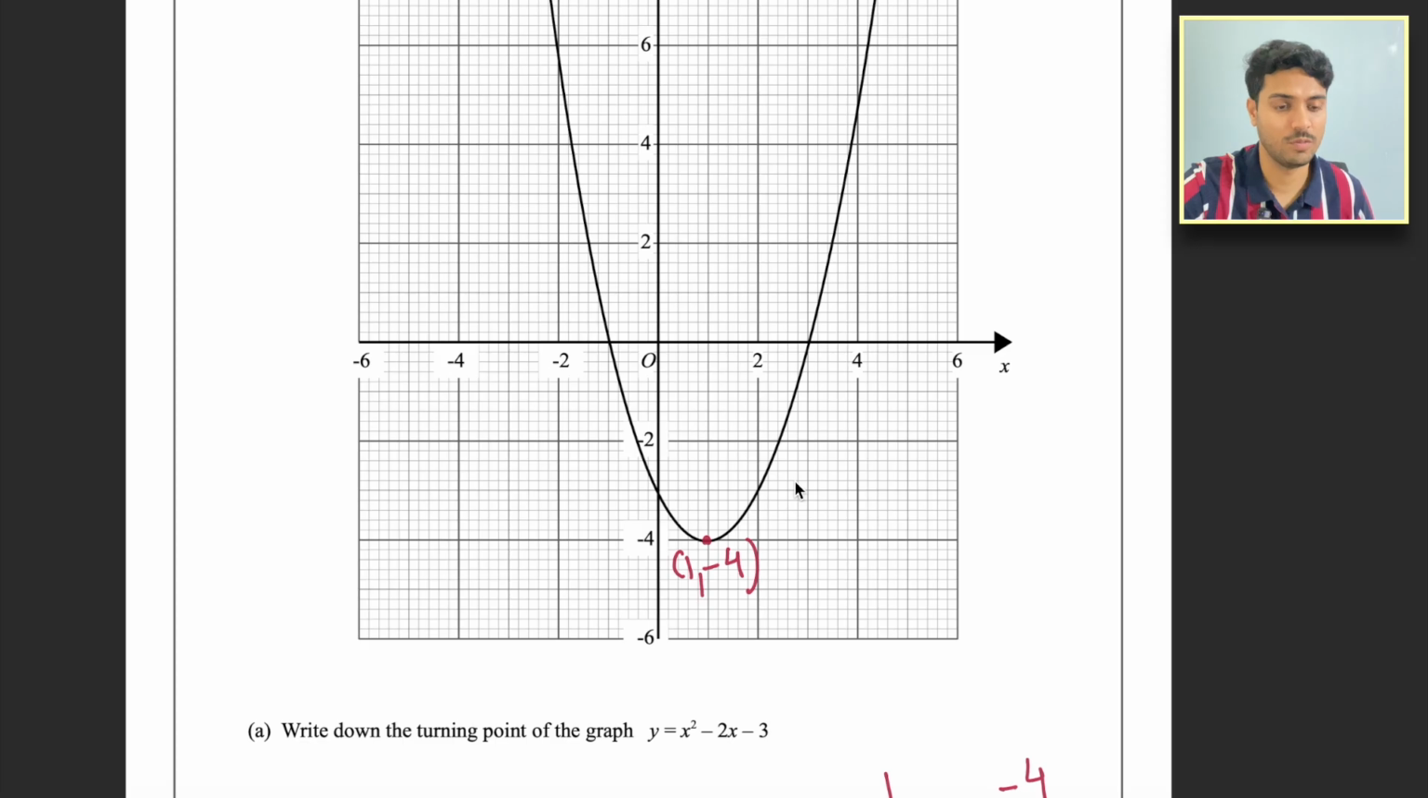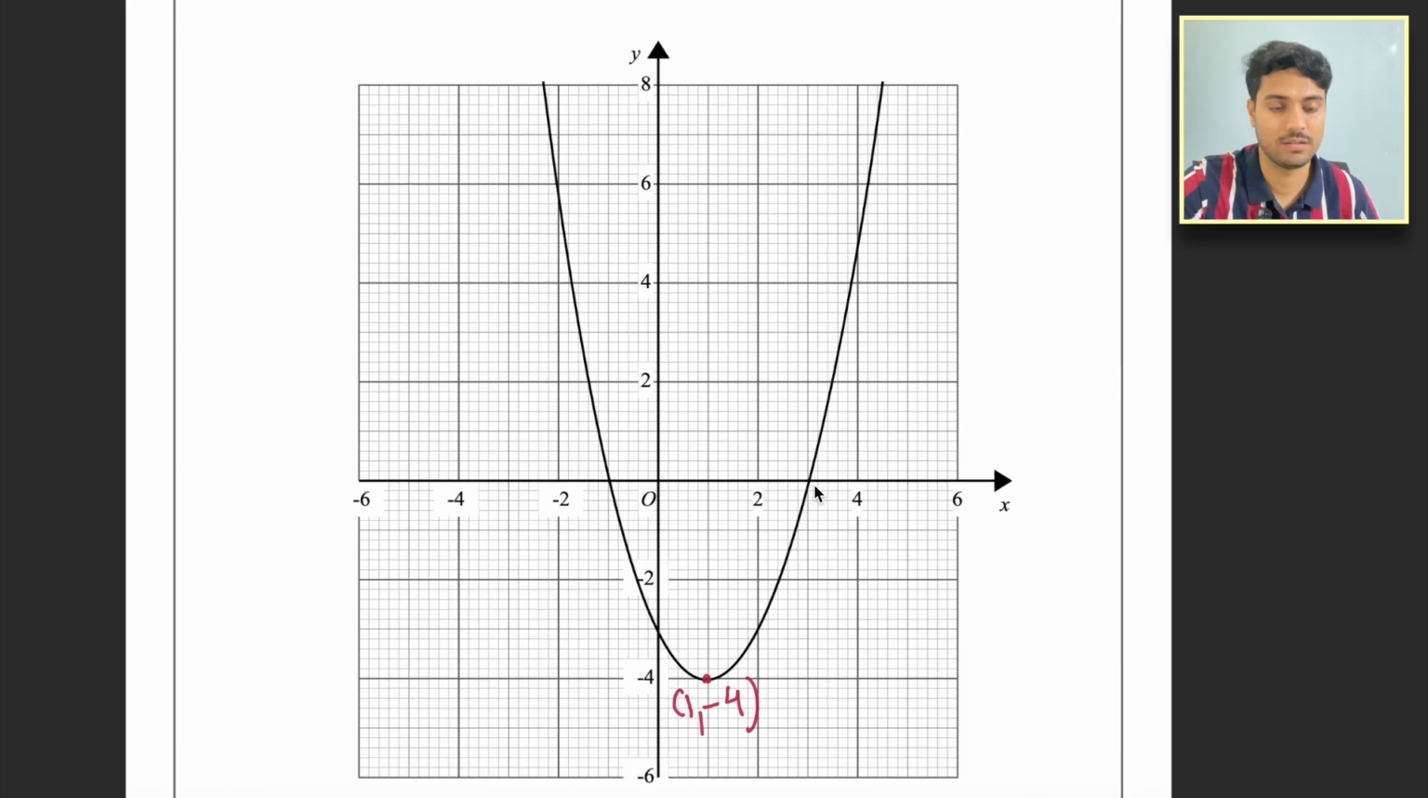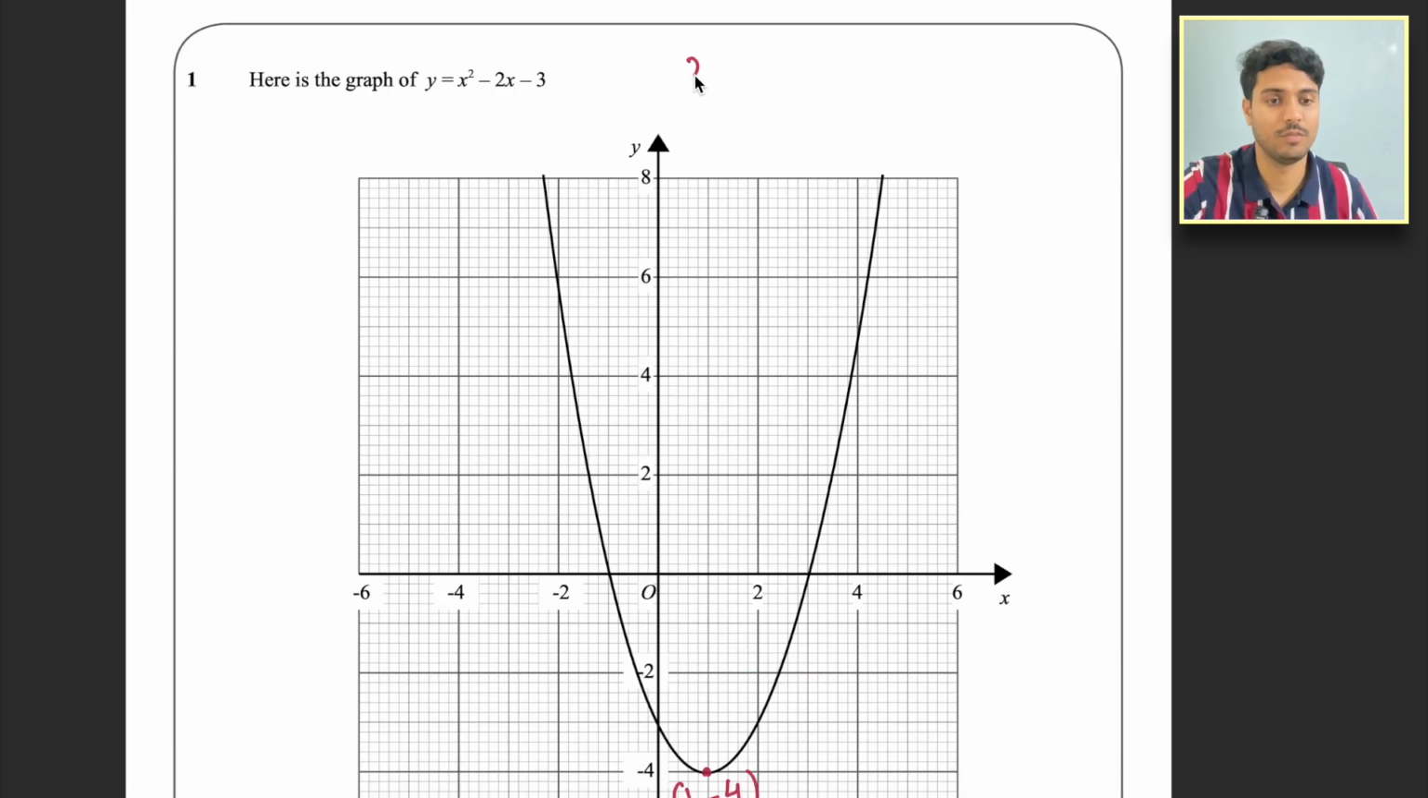We just learned the formula also. What if it is not sketched on a grid, but on a blank page? In that case, because we already have the equation, this is how you can find the turning point. x equals minus b by 2a. So minus minus 2 by 2a, so 2 into 1.